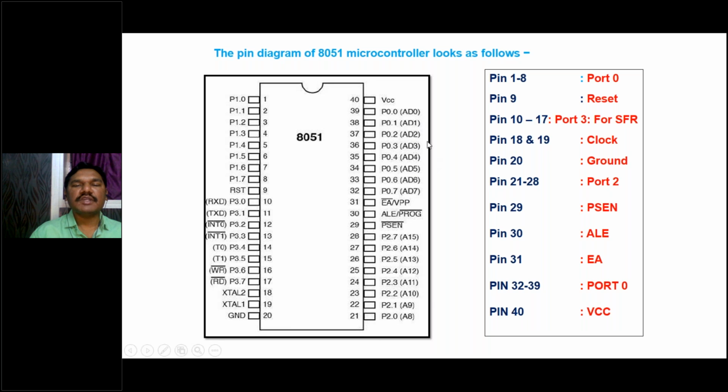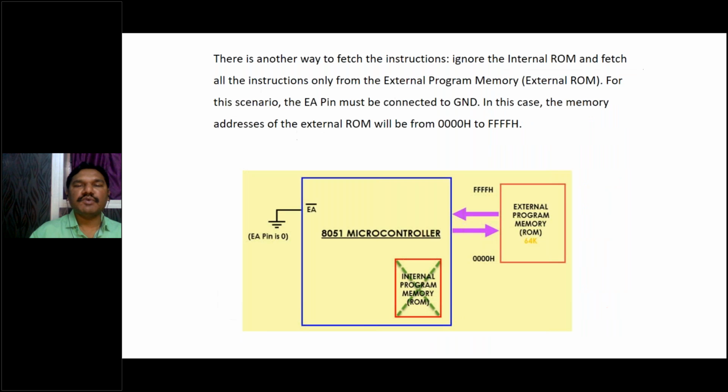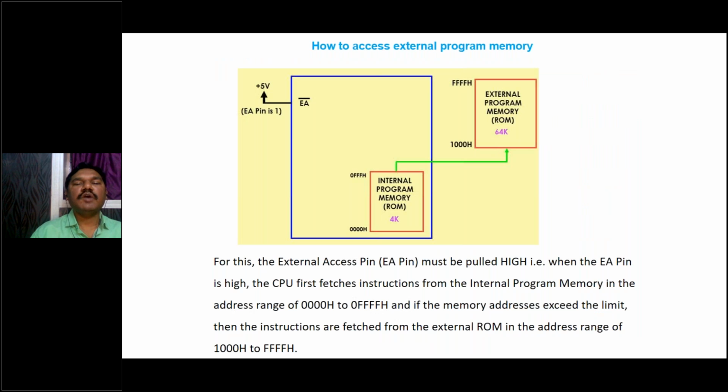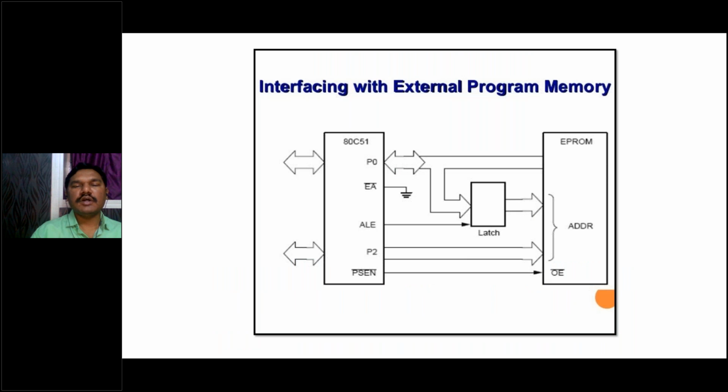This is called multiplexed address and data lines. In the case of memory interfacing, these memories can transmit or receive the data through these address lines only. So if you want to use your complete 64 KB of memory, then we have to use port 0 and port 2.